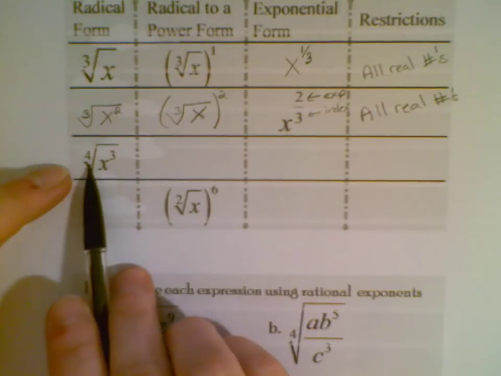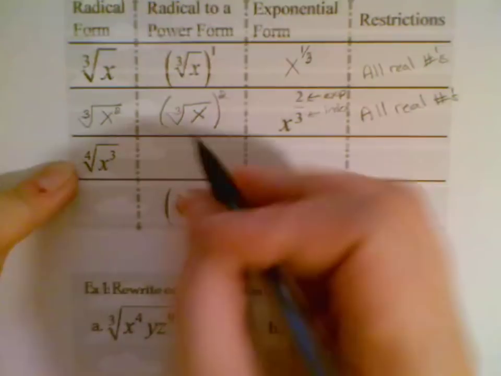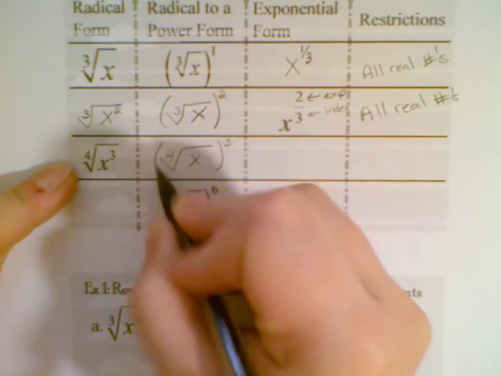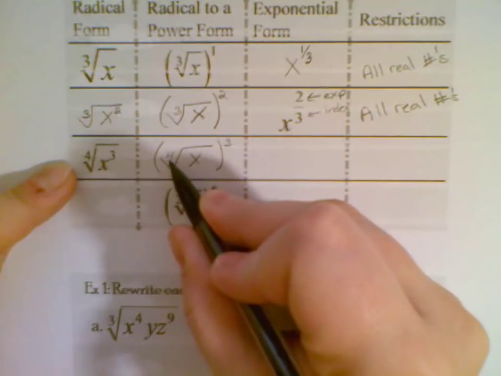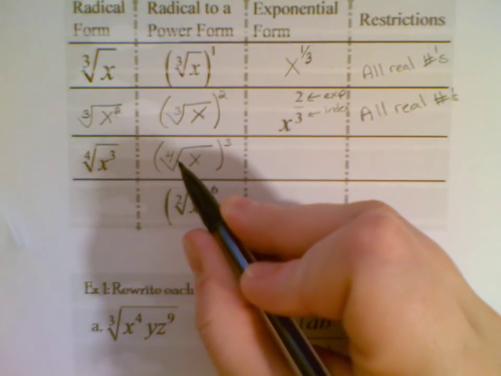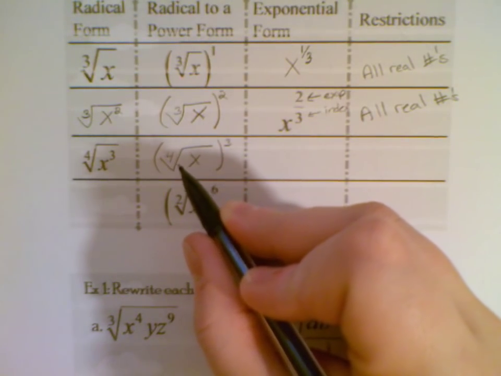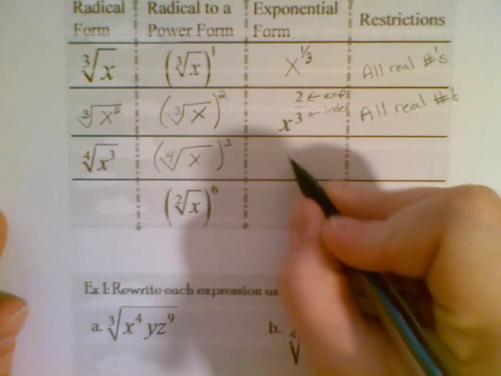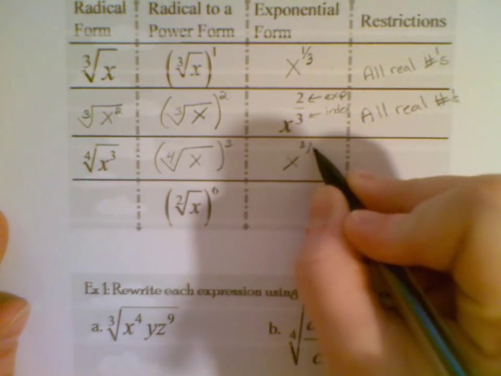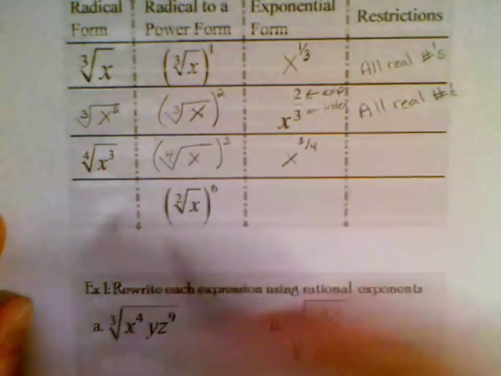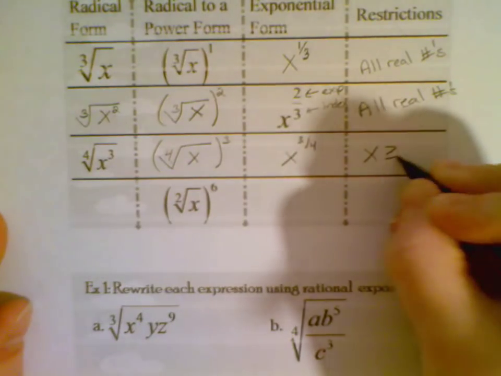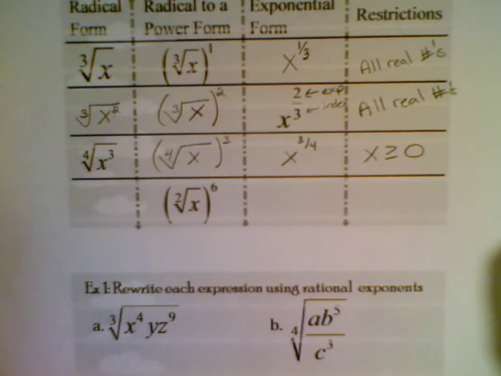Okay, so now we've got a fourth root. Let's think of the power form. That's a fourth root of x to the third. So our power is our numerator, and our fourth root is going to be our denominator. So we've got x to the 3/4. Now since this is an even radical, we're going to restrict our domain to numbers greater than or equal to 0.